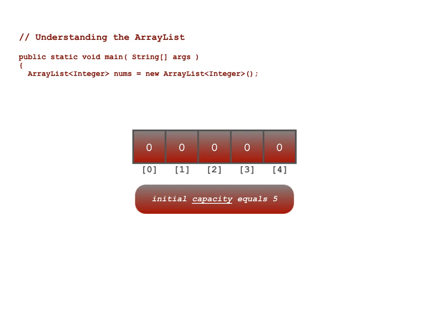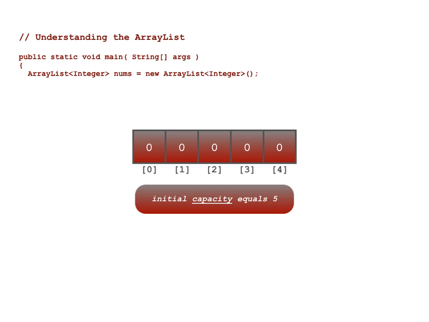We don't say that the size is equal to 5. The size right now is 0 because we have not added any numbers to the ArrayList. But the current capacity of the ArrayList is 5 right now because that's how many values it has the ability to store at the moment.